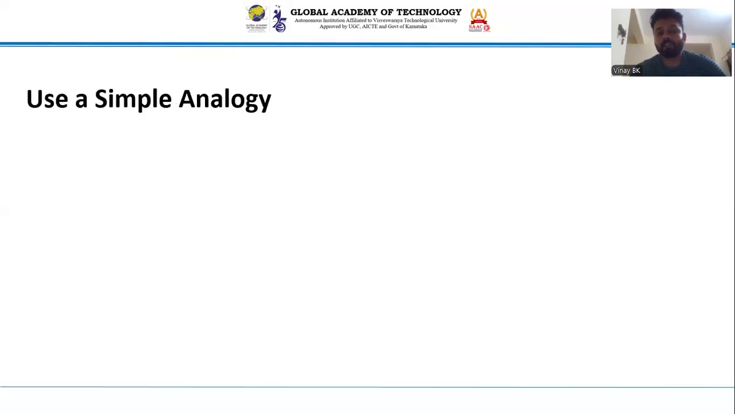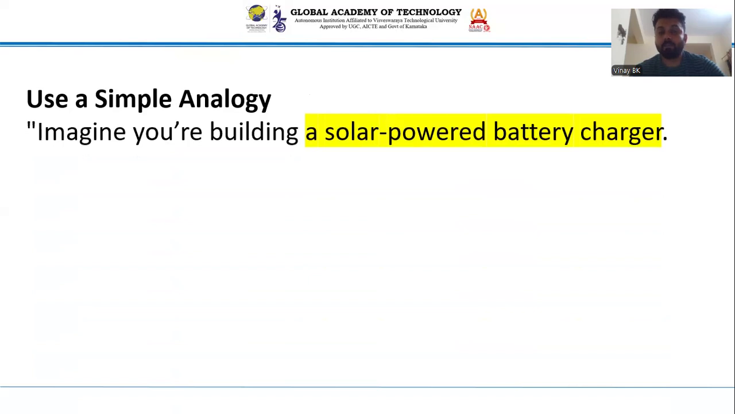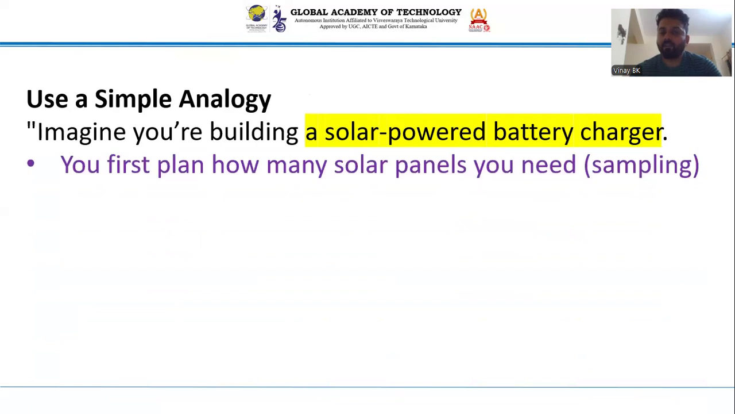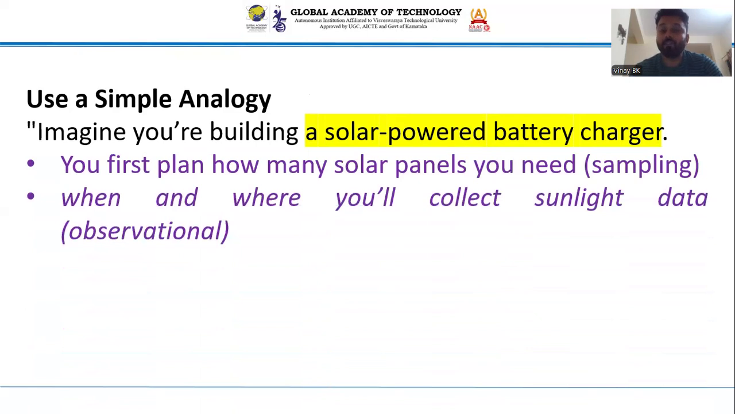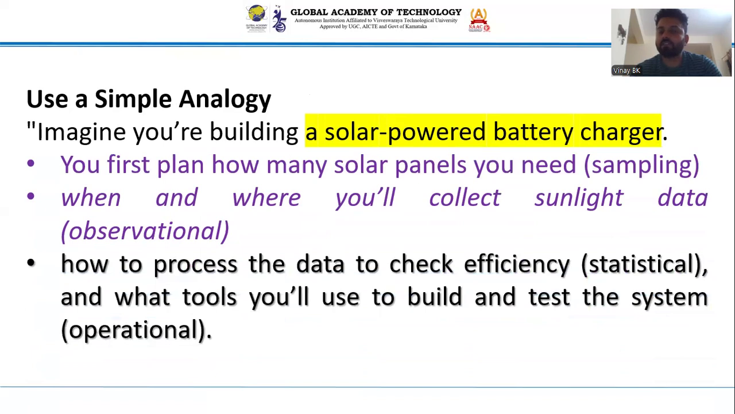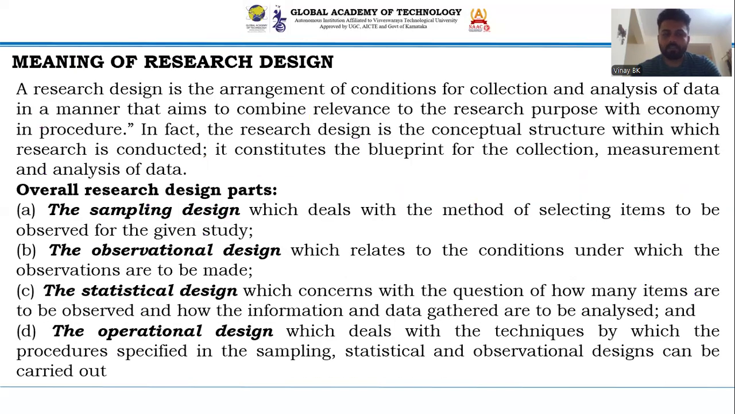So, you can use a simple analogy for research design. Imagine you are building a solar powered battery charger. You first plan how many solar panels you need, that is called sampling. When and where you will collect sunlight data, that is called observational. How to process the data to check efficiency, statistical, and what tools you'll use to build and test the system, that is called operational. That is called research design. So these are the things just now explained. If you want, you can take a screenshot from some point of view.